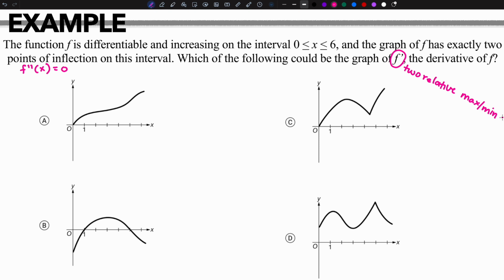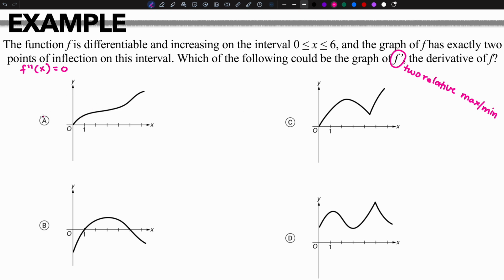Again, an inflection point means that it went from concave up to concave down, which would be 1 inflection point, and then from concave down to concave up would be another inflection point. Which means the first derivative had to increase and then decrease, and then also decrease to an increase. It would have to have 2 of those. So which of these graphs has 2 relative max or min?